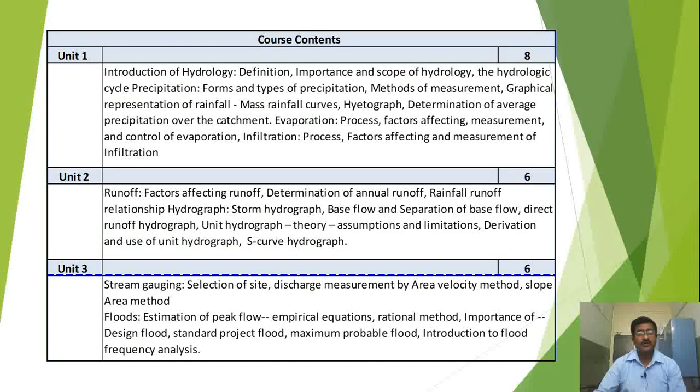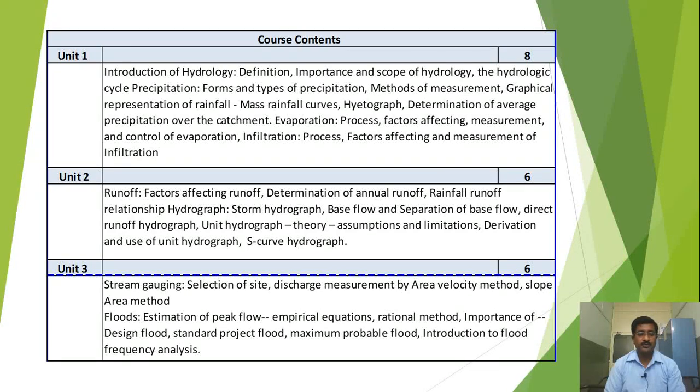Let us go to the course contents. Unit number 1, total lectures allocated are 8. What are the contents? Introduction to hydrology, definition, importance and scope of hydrology, the hydrological cycle, precipitation, forms and types of precipitation, methods of measurement, graphical representation of rainfall, mass rainfall curves, hydrograph, determination of average precipitation over the catchment, evaporation process, factors affecting measurement and control of evaporation, infiltration process, factors affecting and measurement of infiltration.